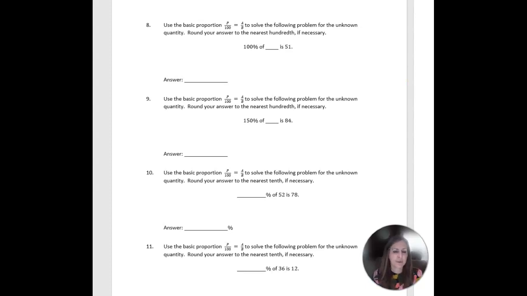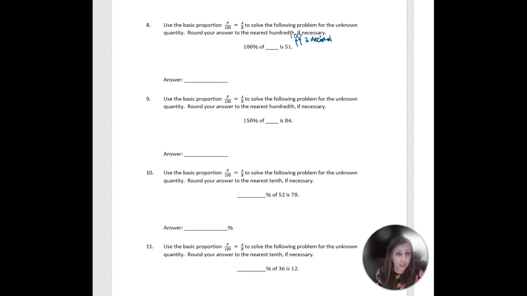Number 8, use the basic proportion. Okay, they have reminded you of the proportion. The percent always goes over 100, and then that is equal to A, which stands for amount, and B is base. Round your answer to the nearest hundredth. Now, just as a reminder, 100th has 2 zeros, which means 2 decimal places. So we'll go 2 decimal places here, okay?